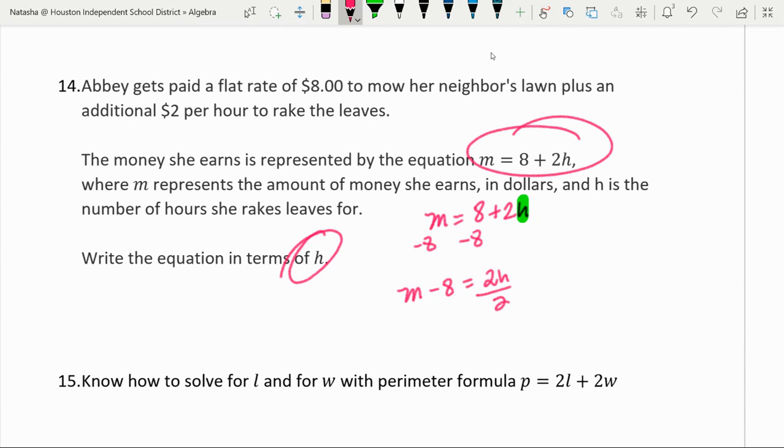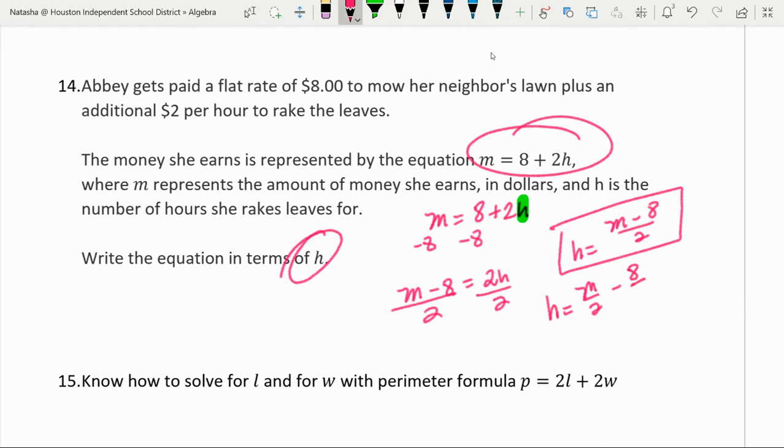We're going to divide by 2, divide by 2. So h is going to be equal to m minus 8 over 2. Technically, you can simplify this further. I would take this answer. You can also simplify this further by saying h is equal to m over 2 minus 8 over 2. That 8 divided by 2 becomes 4. So I will take either one of those answers for a final answer.